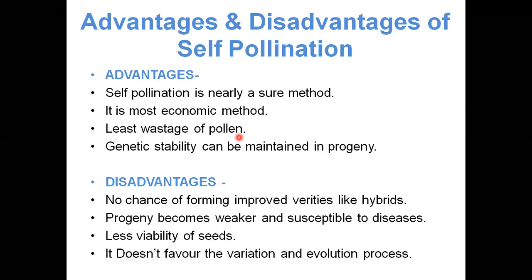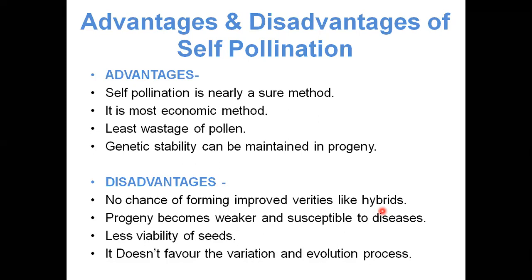Genetic stability can be maintained in the progeny. Genetic stability and genetic purity are maintained, there is no contamination of the seeds, and we get a homogeneous progeny here. Now, disadvantages: there is no chance of forming improved varieties like hybrids, meaning undesirable characters can neither be eliminated nor can desirable characters be introduced in the offspring.